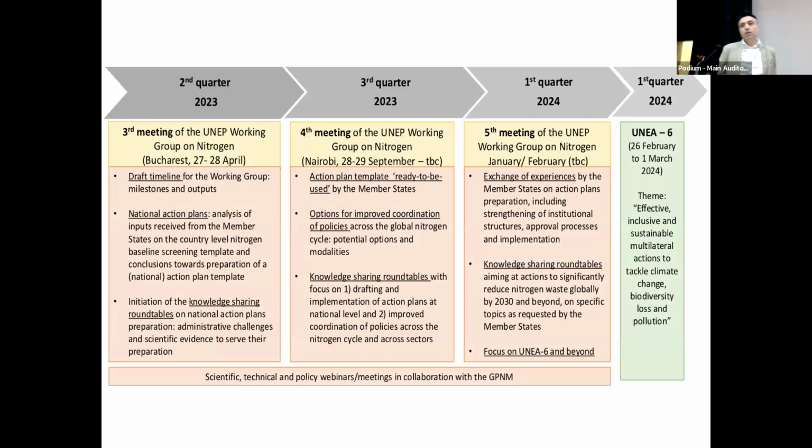This was actually a roadmap for the working group that we drafted at the beginning of April before the meeting in Bucharest, before the third meeting of the working group. And we pretty much stick to the proposed plan. As you may see, the core of our actions were around an action plan template ready to be used by the member states, options for improved coordination of policies at international level, and exchange of experience. And there is a certain time sequence that we need to follow, and we still need to address in the future.